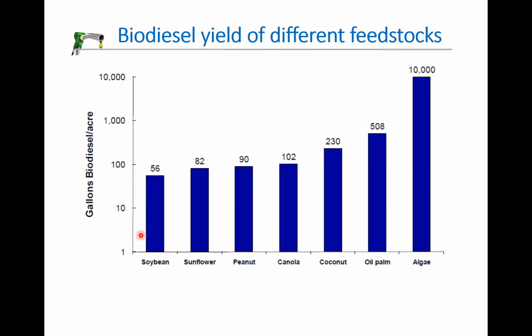For example, if you have soybean, you can actually expect something like 56 gallons of biodiesel per acre, and sunflower maybe 82, and maybe go up until oil palm, maybe 508. And of course, if you compare with algae, you will find something like 10,000 gallons per acre. However, algae has some challenges for cultivation or for harvesting, but maybe this is not really our topic today. It's just to give you some perspective about what kind of feedstocks can be used.